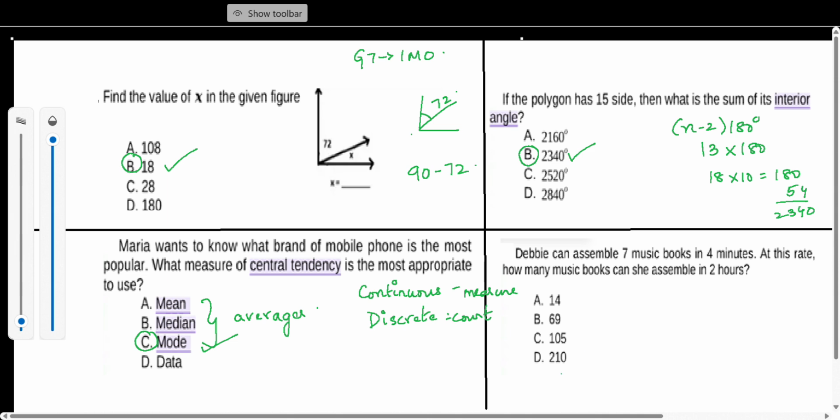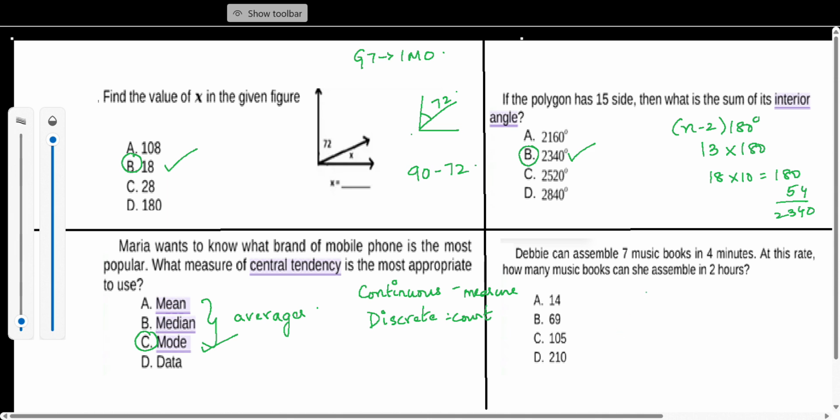Coming to the last question on the bottom right. Debbie can assemble 7 music books in 4 minutes. At this rate, how many music books can she assemble in 2 hours? This is a simple proportion question and it is direct proportion. Because obviously when you're given more time, you can do more work. You can assemble more books. So when one quantity increases, the other also increases. It is definitely direct variation or direct proportion.